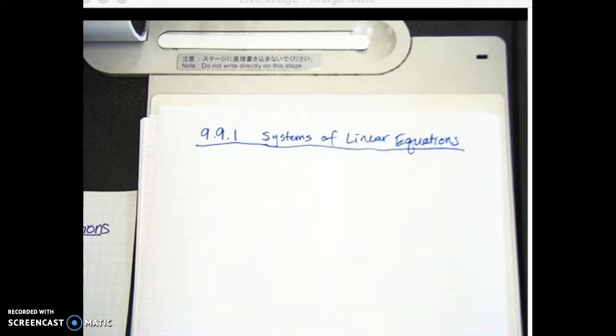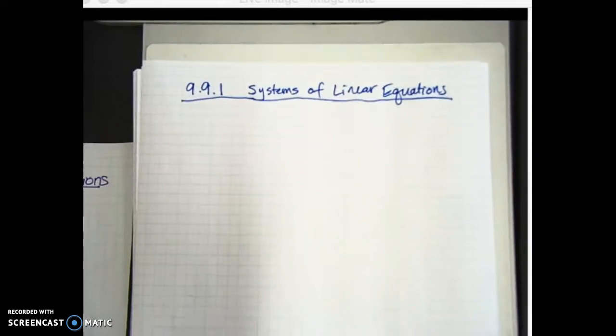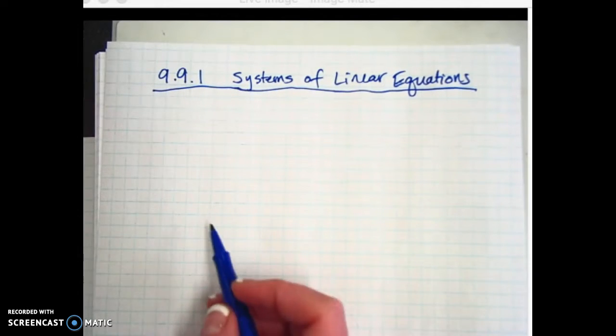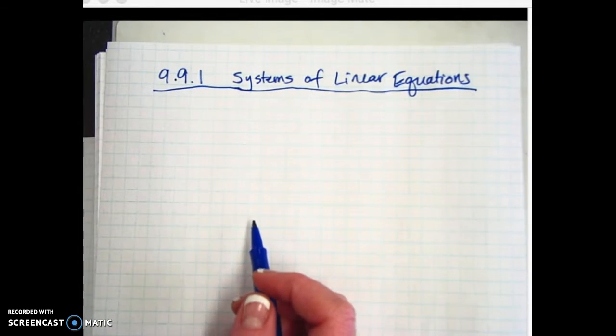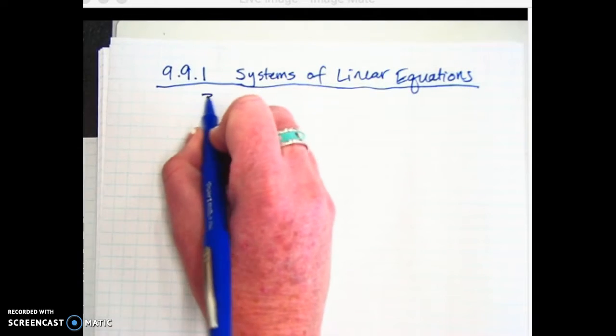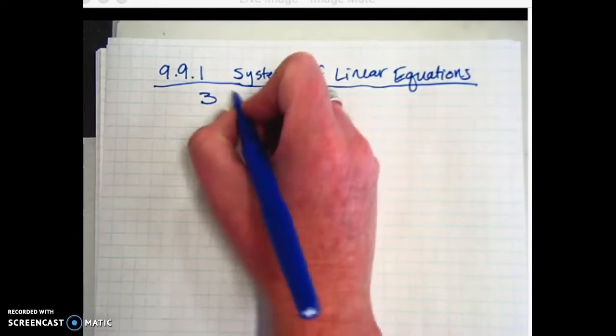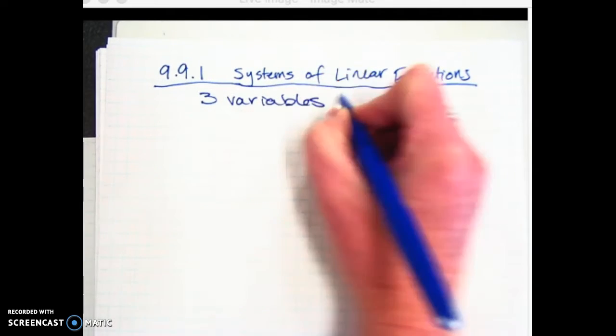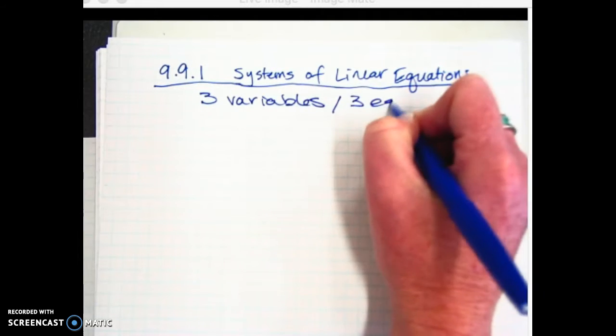8.9 is on systems of linear equations. You guys, at this point in your math career, should be really good at doing it with two equations and two variables. What's the difference in Algebra 2 is you're going to have 3 variables, 3 equations.